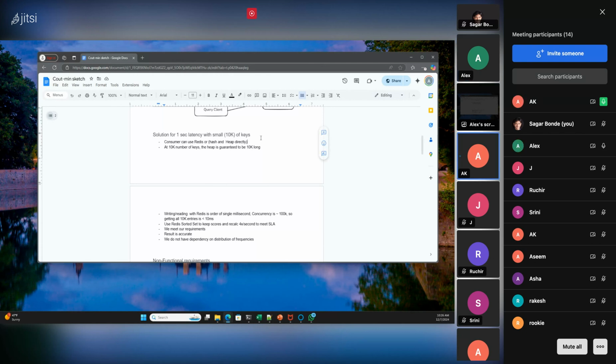Okay, that's an alternate too. Yeah, maintain the top K. So on a 10K scale, whatever you want to do will work. Yeah, that is a LeetCode problem.